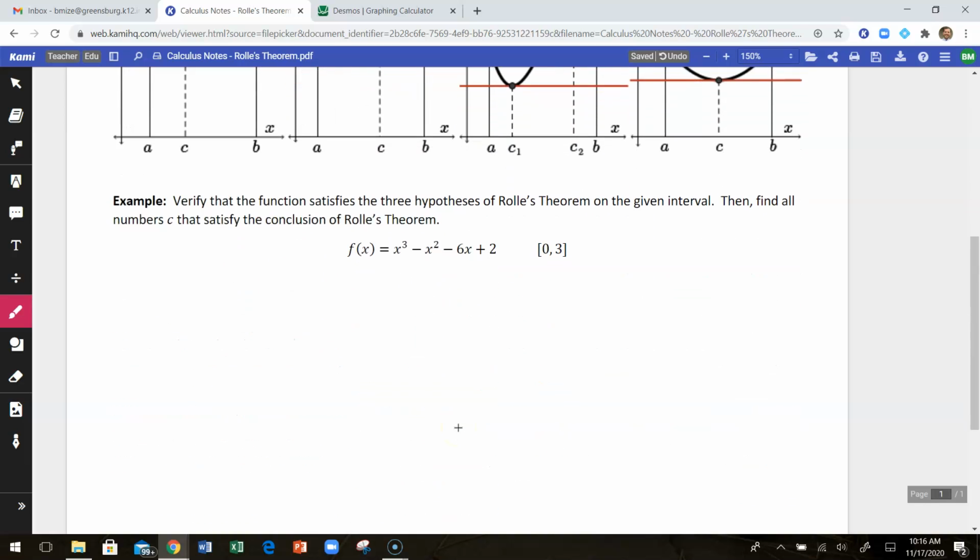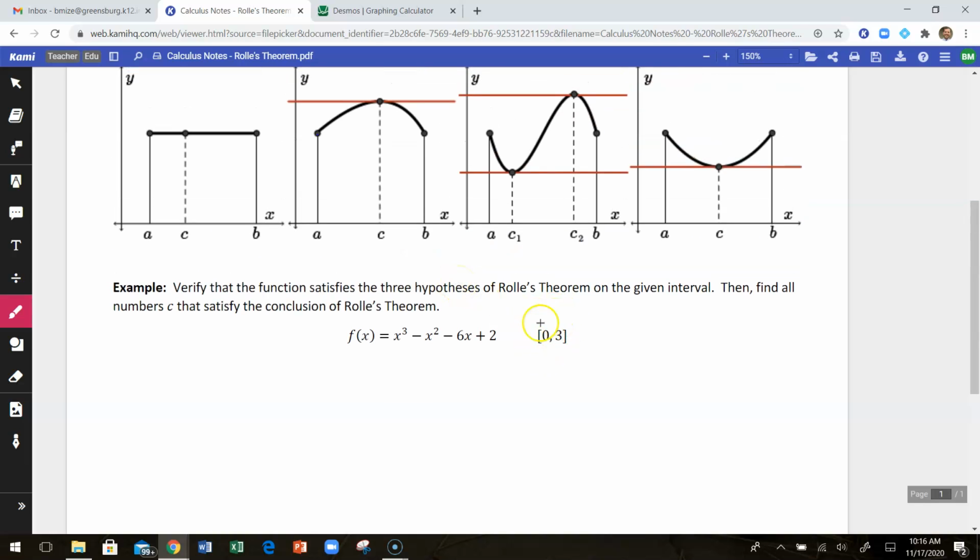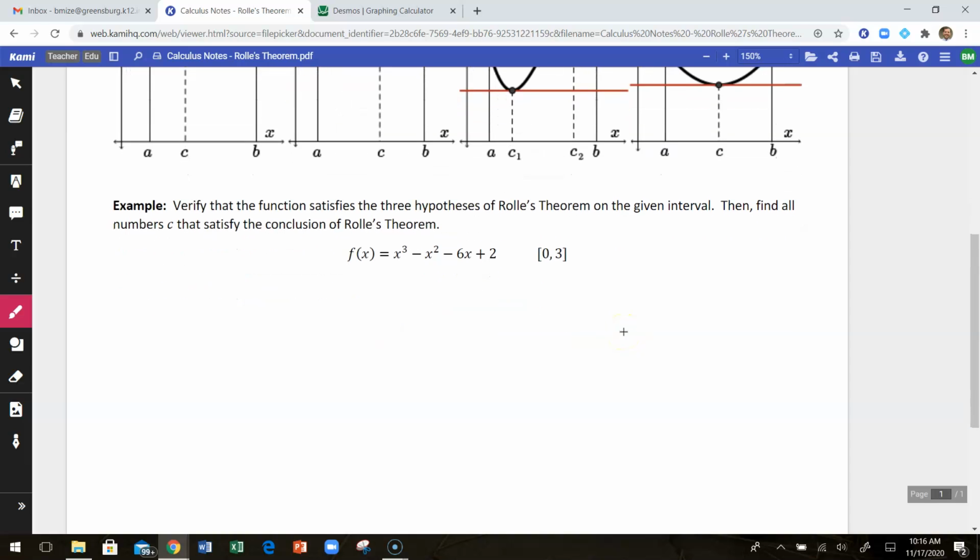So what we're going to do is look at functions. We're going to verify that each one meets the criteria, and then we're going to find those c values that should be somewhere in between our interval that would give us those horizontal tangents. So here's our function, f of x equals x cubed minus x squared minus 6x plus 2. And what we are going to do is first verify the conditions.